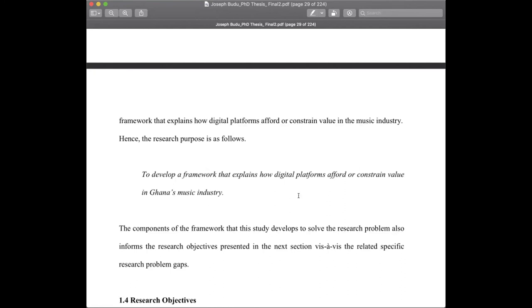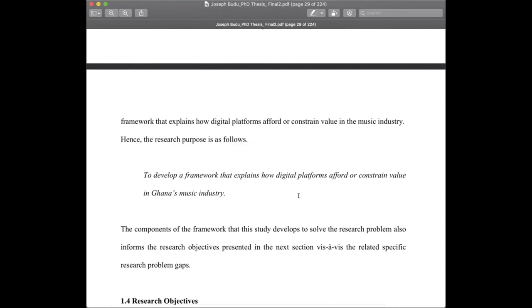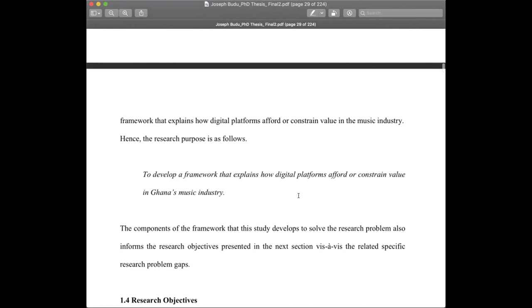So by the time he finishes the study, a framework has to be developed. That is one thing we should establish. Number two, that framework should be explanatory, not descriptive, not exploratory, explanatory. Number three, that particular framework should be able to engage with digital platforms, the topic area, and then the context, music industry, and be able to tell us how digital platforms can help us afford or constrain value. So when we look into Joseph's work and we look at the culminating framework, we should look for value. We should look for digital platforms. We should look for things that cause affordance and things that cause constraining. And it should be embedded in the music industry.